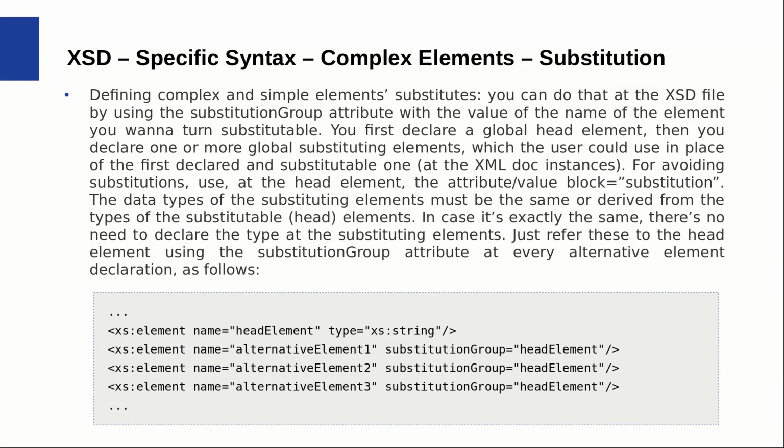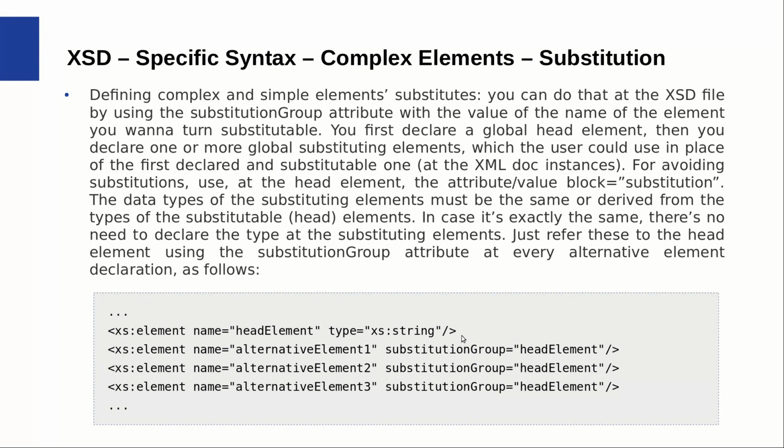So now, for closing the complex elements subtopic, let's see the substitution group, which is an attribute that can be used at any element declaration for setting that elements are equivalent to any other previously declared element. So you can create substitutes for previously declared elements at the same XSD by using the substitution group attribute with the value of the name of the element you want to turn substitutable.